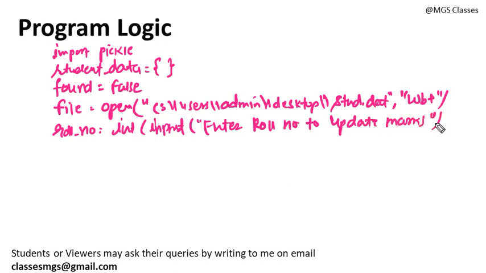Now what we need to do, we need to take the marks of the student if the roll number is found in the file. If the roll number is not found, then don't take the marks of the student. So we need to use the while loop, try, and then while True I am going to write, and then we need to use the pickle.load method.